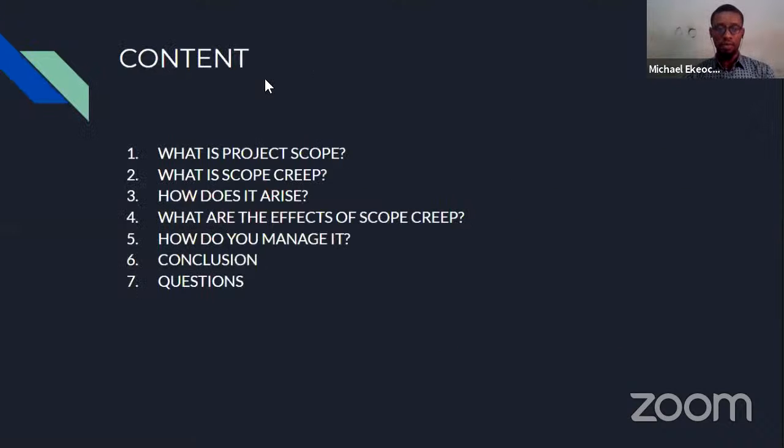So this is my table of contents. These are the things we'll be talking about today. First of all, before we talk about scope creep, we have to understand what a project scope is.